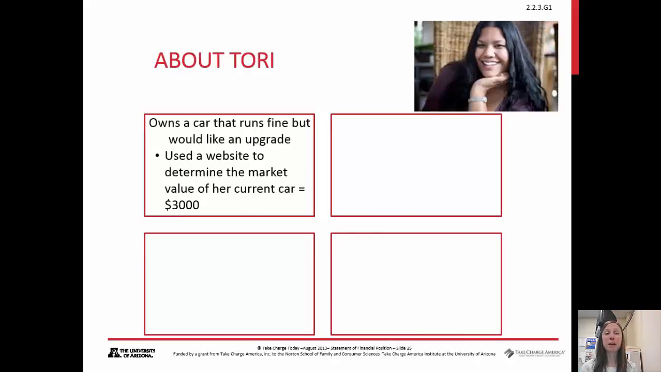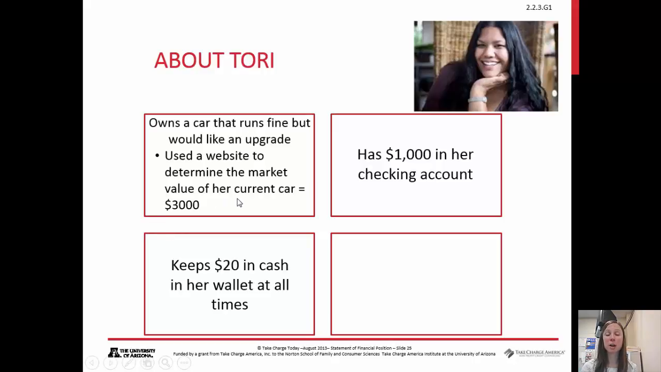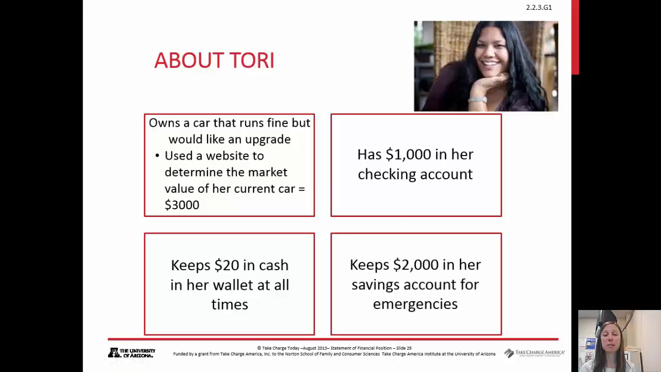She owns a car that runs fine, but she just would like an upgrade, and she figures her car right now is worth $3,000. She has $1,000 in her checking account. She keeps $20 in cash in her wallet at all times, and she keeps $2,000 in her savings account for emergencies. So if you're filling out the current section of her sheet, cash on hand would be the $20 that she keeps in her wallet.